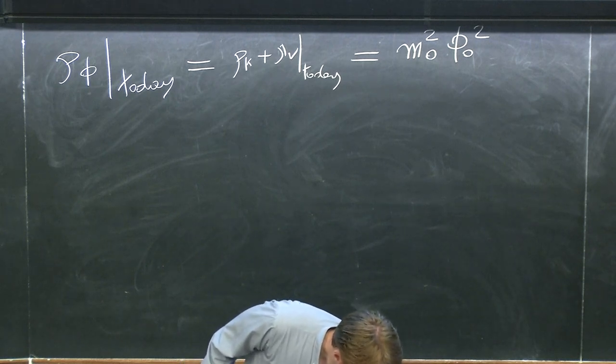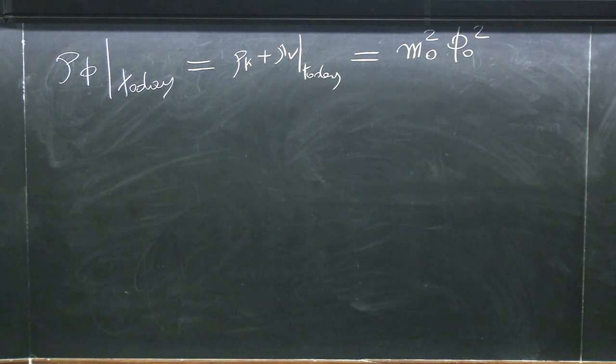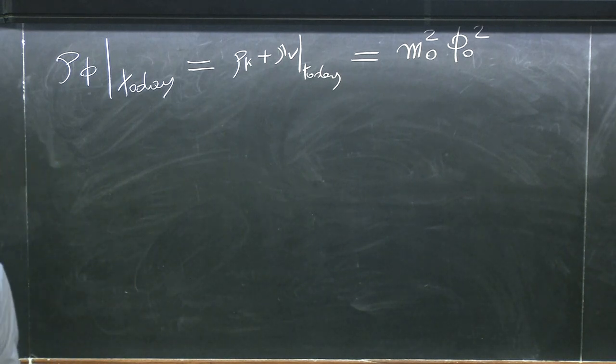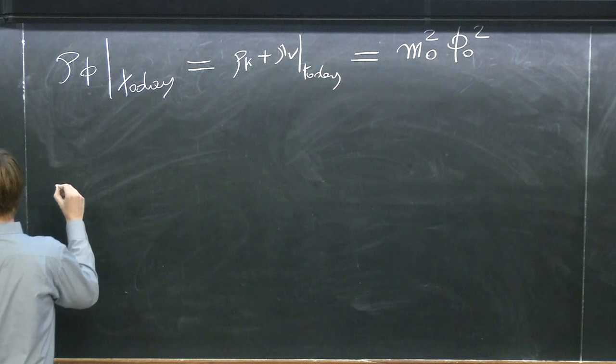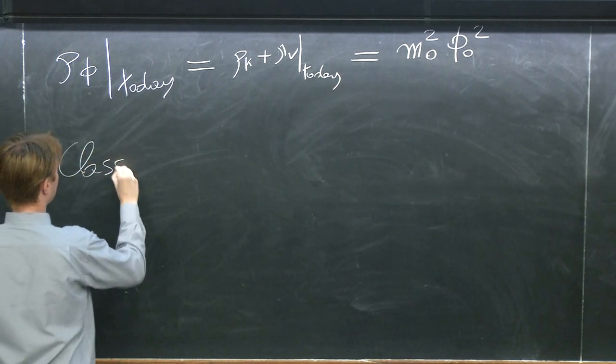And so there are two ways to get to this answer. One is to solve the differential equation numerically, as I mentioned before, and that gives you an output for phi zero. But what I want to do is to use an approximation which gives the right order of magnitude estimate for rho phi. And this approximation is the following. So this goes back to classical mechanics.